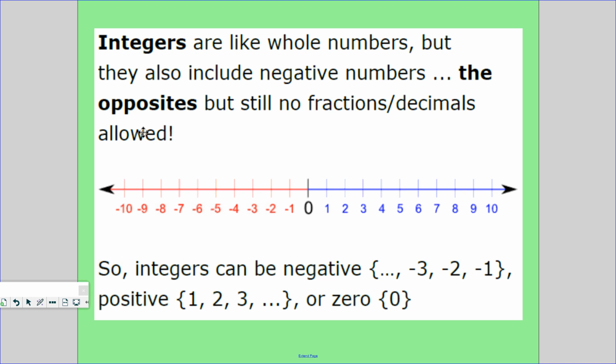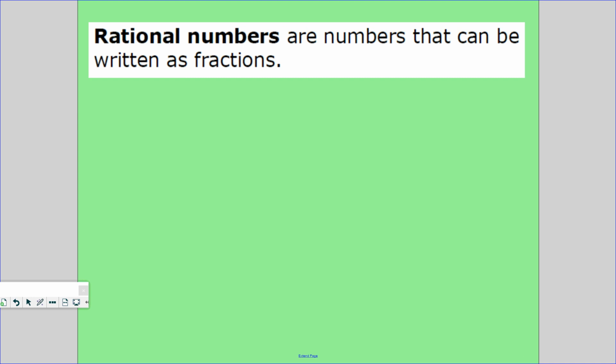So integers can be negative, like -3, -2, -1. Positive, like 1, 2, 3, and it includes 0. On upcoming quizzes and tests, kids do get it wrong about 0. They don't think 0 can be an integer. An integer is a whole number and it could be the opposite. Rational numbers are numbers that can be written as fractions, such as decimals.